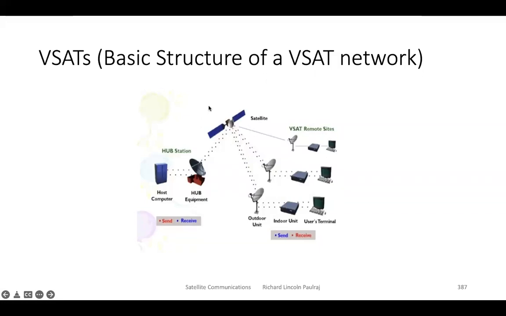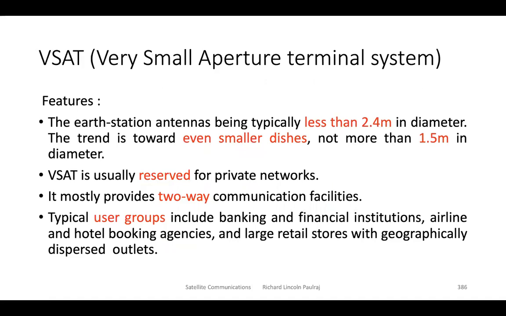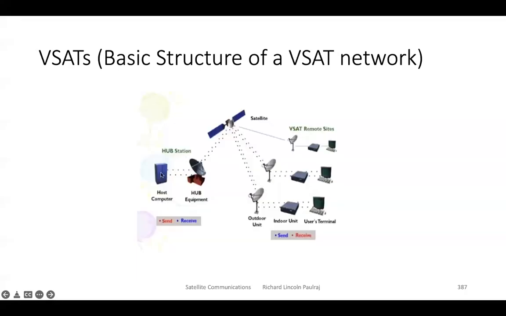Okay, so we had looked into VSATs, which is nothing but your virtual satellite, or we can even call it a very small aperture terminal system. We have seen the diagrams, where this is the hub station. We need a computer and hub equipment, and these are the individual receivers, the small receivers, the VSAT remote sites. We can even term them as the local receivers.